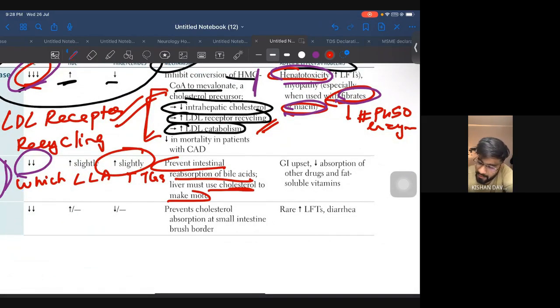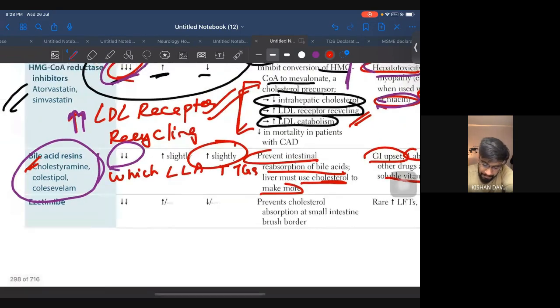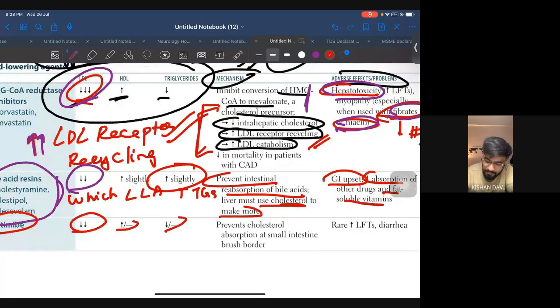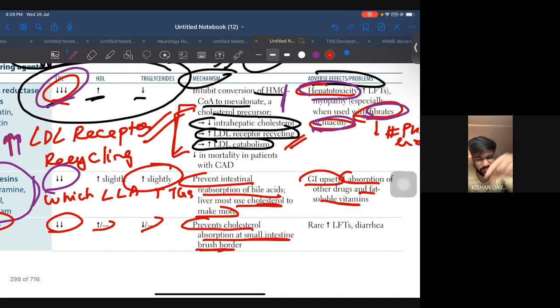तो यहाँ पे ड्रग एंड फैट soluble vitamin decrease absorption. Okay, ezetimibe decrease in LDL, HDL increase होगा थोड़ा, ये सब तो नॉर्मली है. Okay, it is normal. Prevent cholesterol absorption at small intestine, brush border. Ezetimibe small intestine पे absorption कम करेगा, whereas bile acid resin intestinal reabsorption of bile acid. One word का difference you have to pick out because questions will be asked similarly, line दी जाएगी and you have to identify the drug.